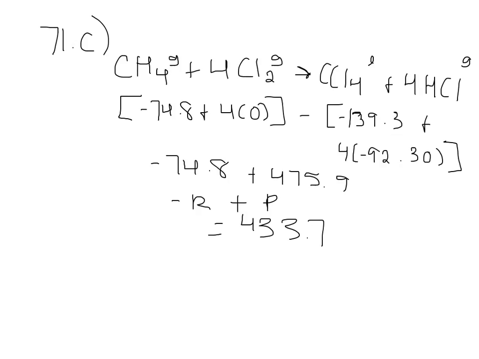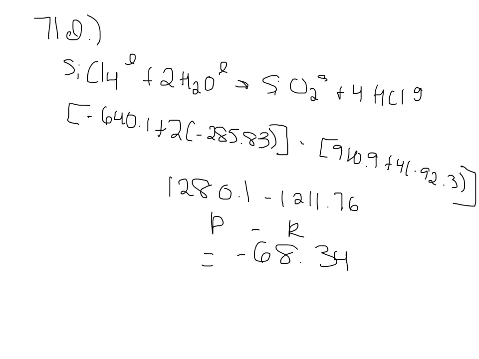Now, you do the same process again. CH4 gas is negative 74.8. Cl2, it's found in its element, its natural state is a gas, so it's 0. So 4 times 0 is 0. And then CCl4 is in the liquid state, which is negative 193.3, plus 4 times HCl, which is negative 92.3. And that you get negative 74.8 plus 475.9, and I just decided to keep it again as negative reactants plus products instead of doing products minus reactants, and I get 433.7.